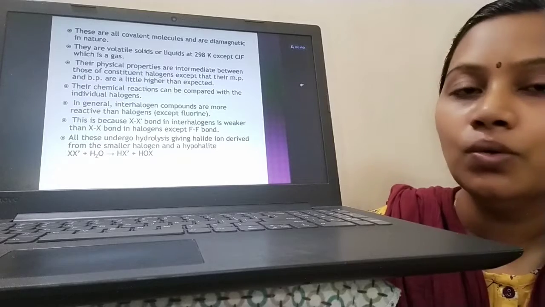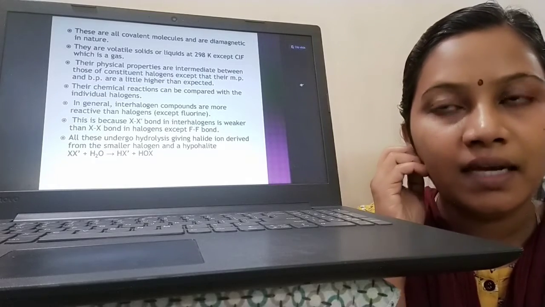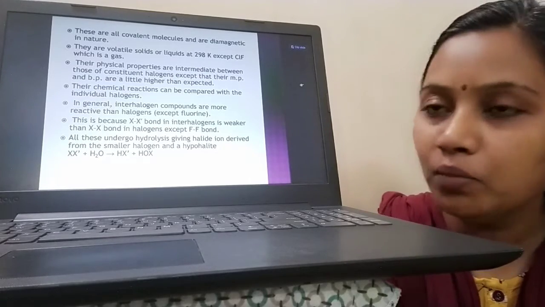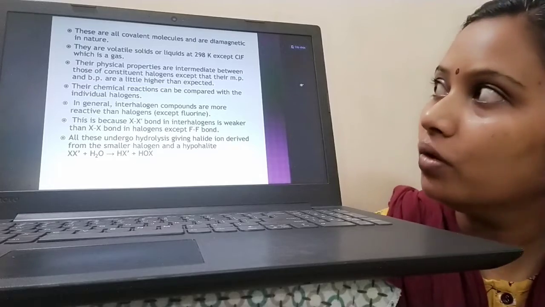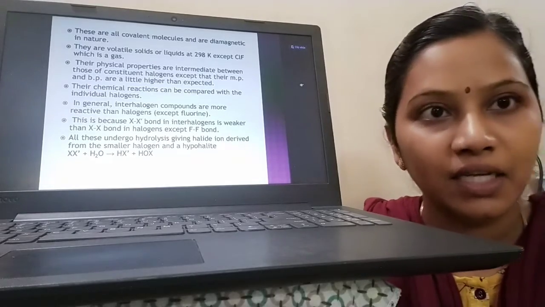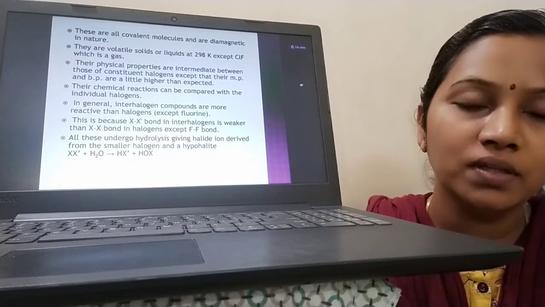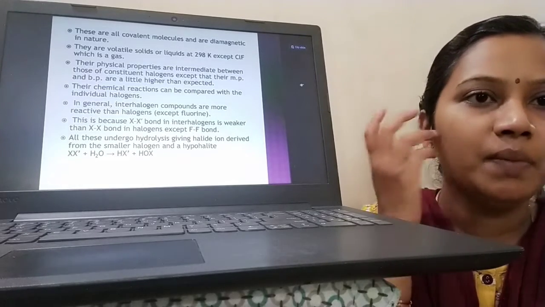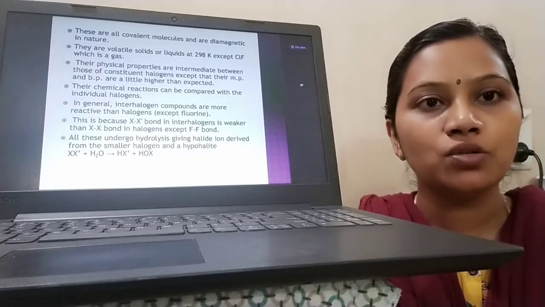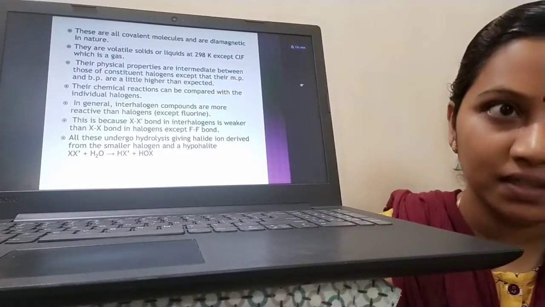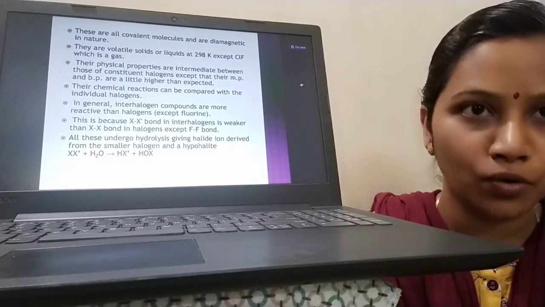Now, when I am talking about interhalogen compounds, they are all covalent molecules linked by covalent bonds. They are diamagnetic in nature. What is the difference between diamagnetic and paramagnetic? Hope you all know. The difference between paramagnetic and diamagnetic is based on the number of unpaired electrons, whether there is a presence of unpaired electrons or not.